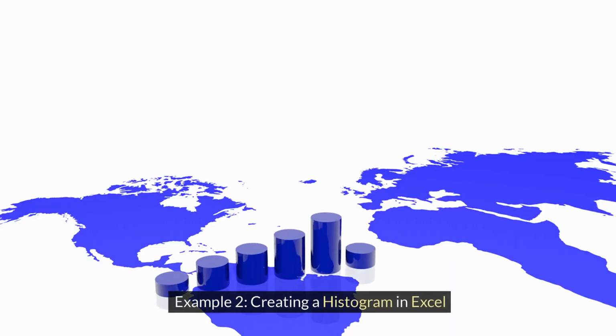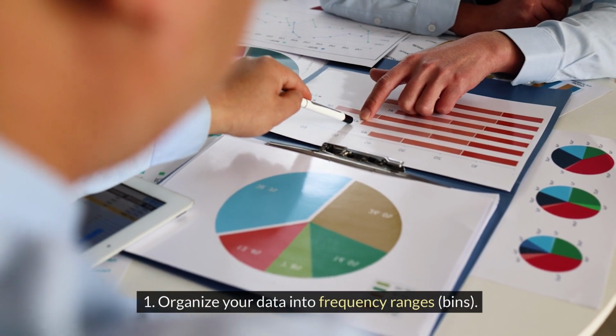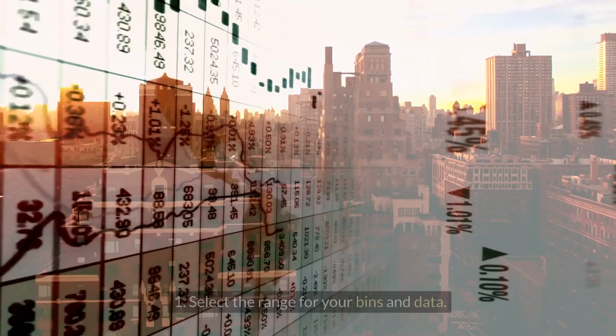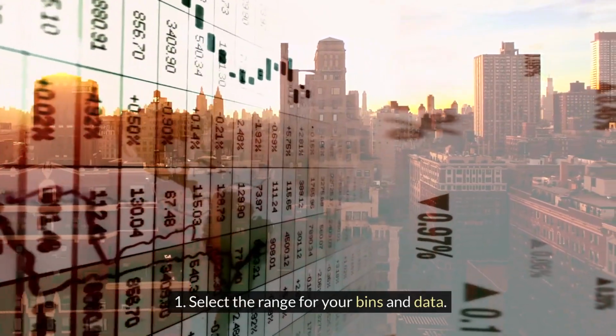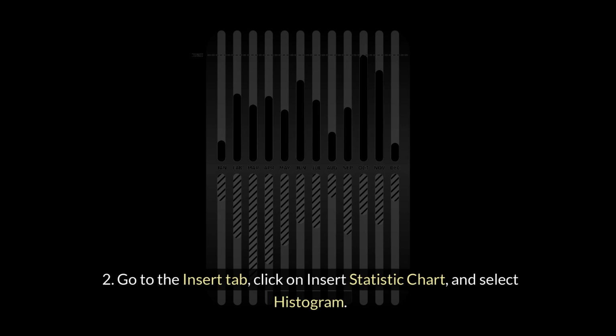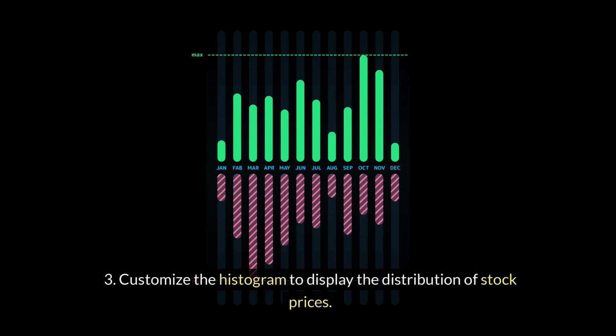Example 2. Creating a histogram in Excel. Prepare data for histogram. 1. Organize your data into frequency ranges, bins. Insert histogram. 1. Select the range for your bins and data. 2. Go to the Insert tab, click on Insert Statistic Chart, and select Histogram. 3. Customize the histogram to display the distribution of stock prices.